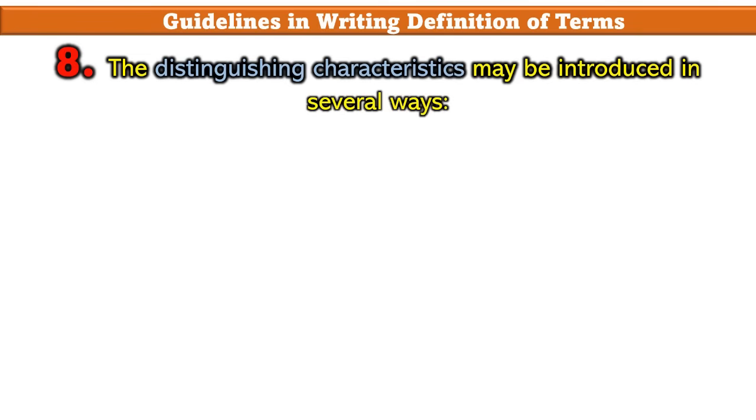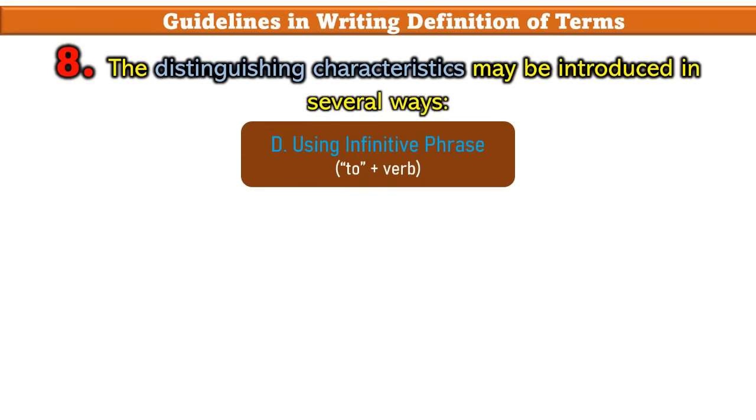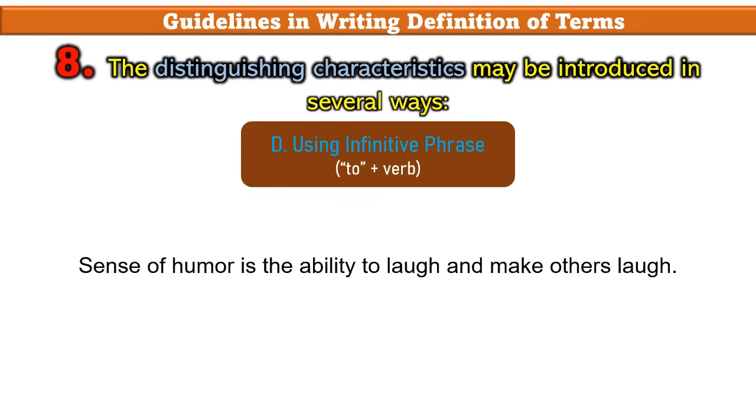And lastly, the distinguishing characteristic may be introduced using infinitive phrase. Pag sinabi namang infinitive, ito yung verb na may word na to sa unahan. Example: sense of humor is the ability to laugh and make others laugh. The infinitive phrase that introduces the entire clause is to laugh.